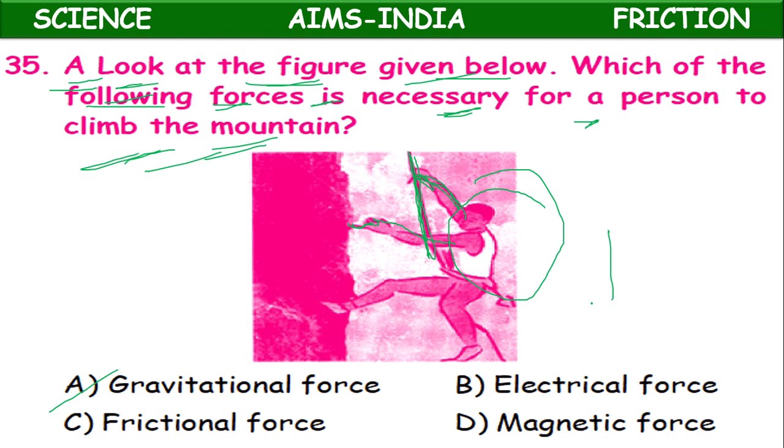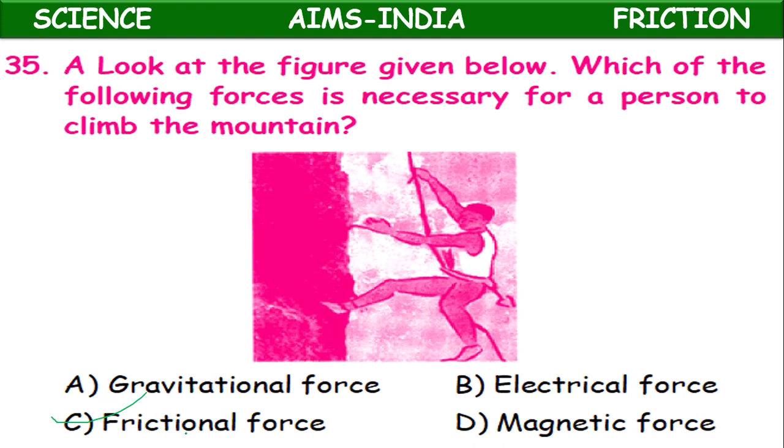Gravitational force pulls it down. No, electric force, no charges are involved here. No magnetic force is involved here. Frictional force. Yes, frictional force is the correct answer. Because of frictional force, he gets a good grip while holding the rope and the hook. He will get a grip so that he cannot fall down and he can climb easily.